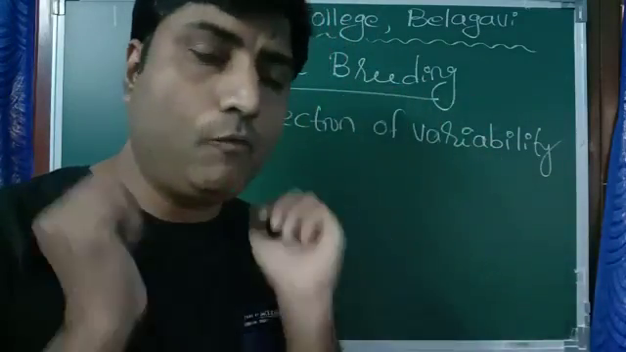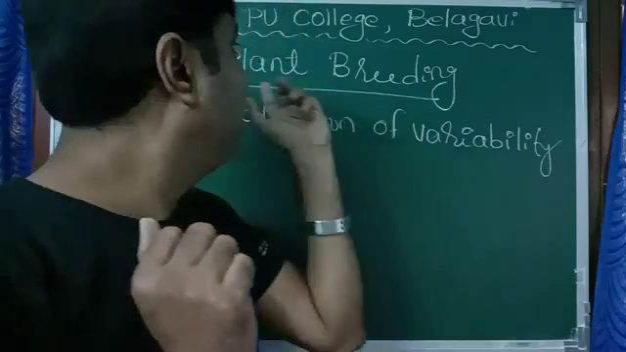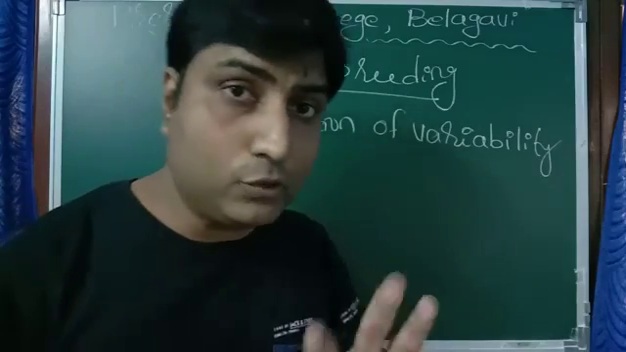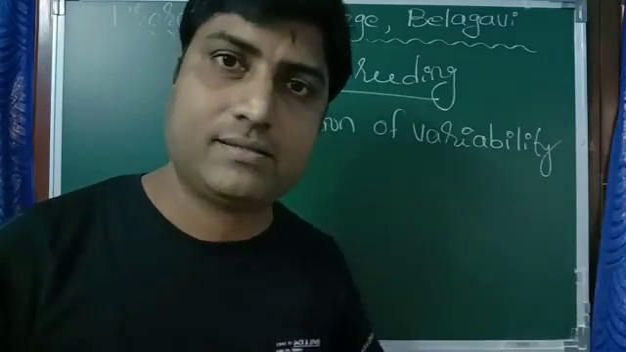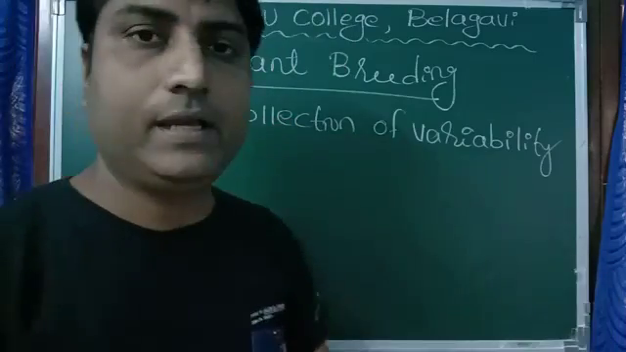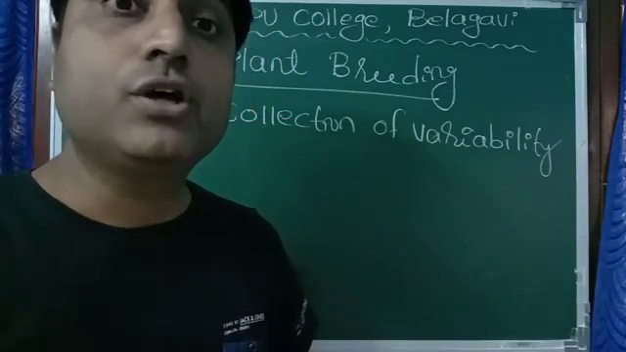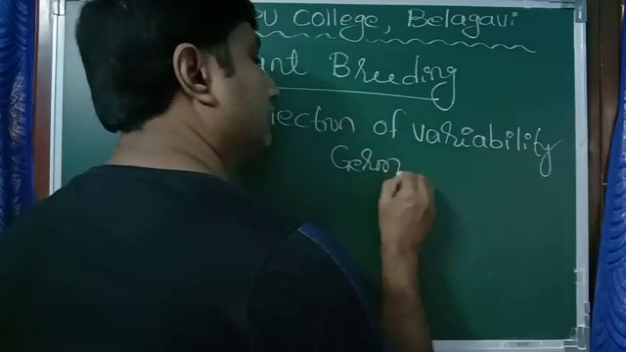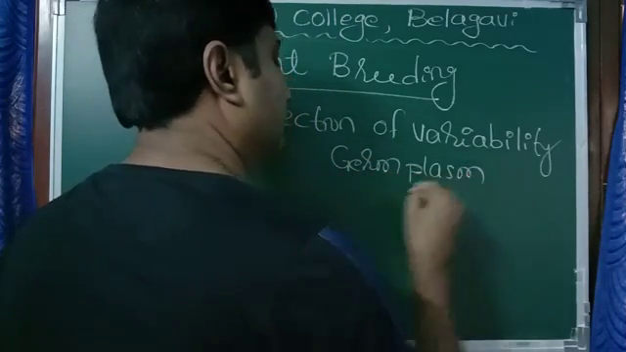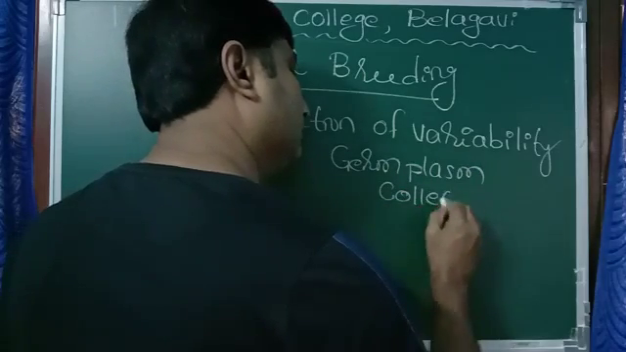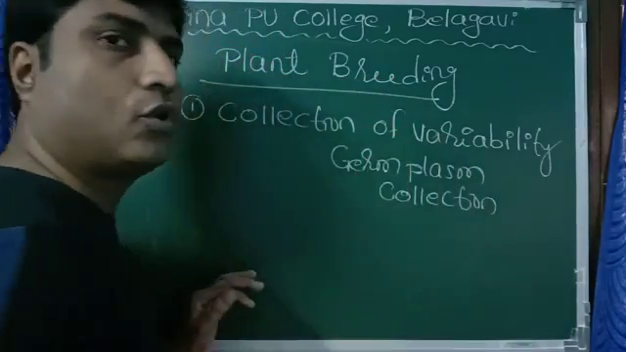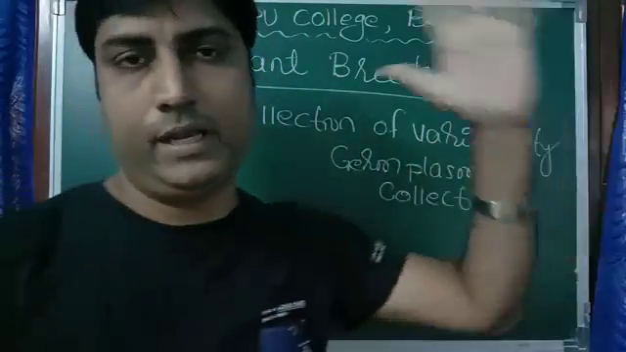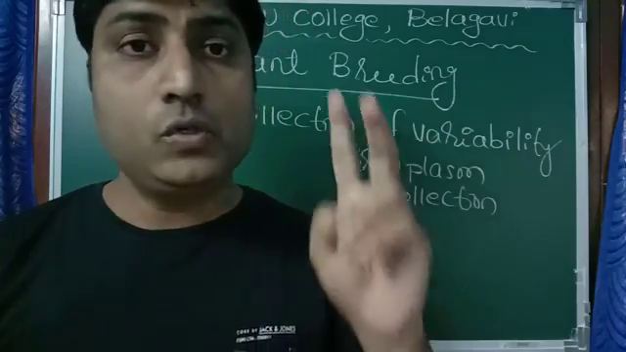For example, if you go for a plant breeding program for paddy, then all the varieties of paddy with good quality should be grown in a place. That is called collection of variability. It is also called germplasm collection. This is the first step. We'll move on to the second step.